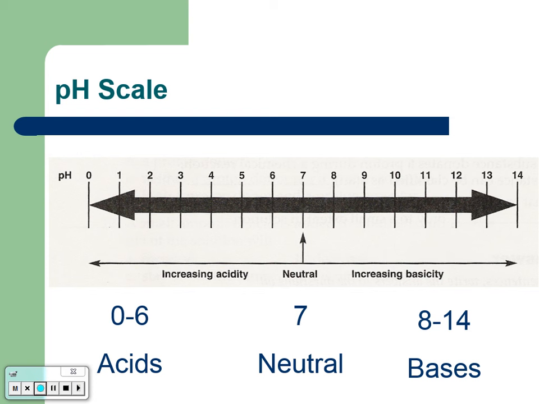So you'll see here, if we move to the left of 7, or towards 0, the scale indicates increasing acidity. If we move to the right of 7, or towards 14, we get increasing basicity, which means a stronger base. So acid and base work sort of opposite of one another. As one goes up, the other one goes down.